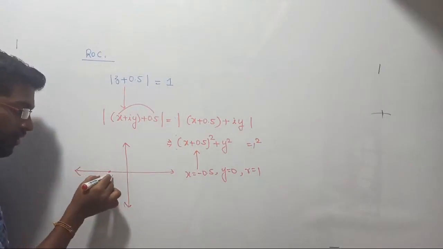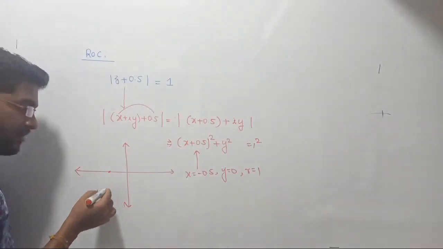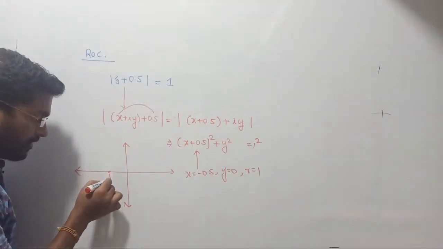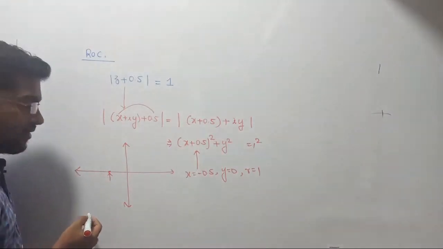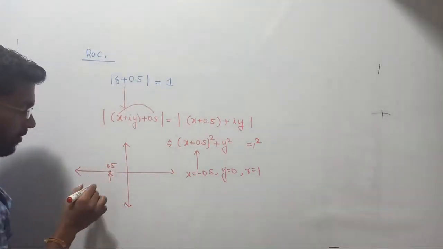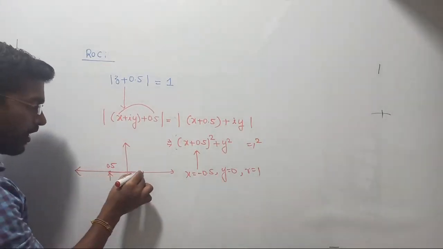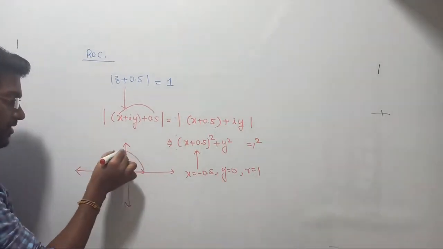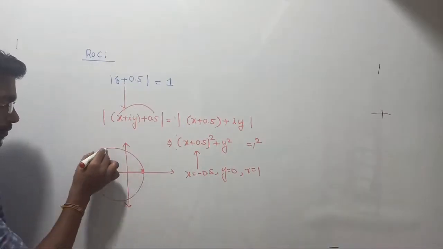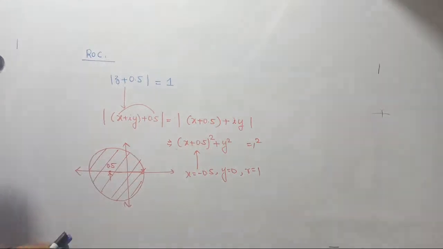Y equal to 0 is here, correct? With y equal to 0, x equal to minus 0.5 will be here, such that I have to start from here, that is the center point. What about the radius? This value is 0.5. From here let's take a compass. This is the center point. From this you have to consider one radius and make a circle, exactly at radius 1.